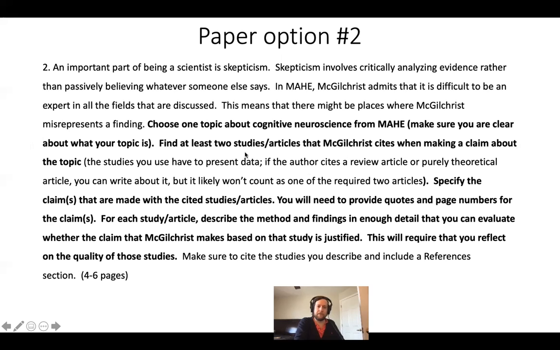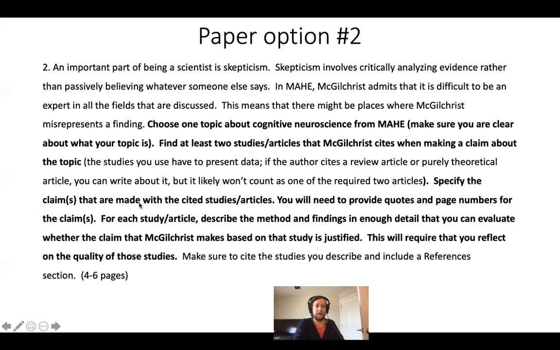So in general, whatever claim McGilchrist makes in the book about cognitive neuroscience, you want to be able to find two empirical articles about that claim. And it can be two different claims as long as the claims are related, and especially they have to be about the same topic. So once again, he'll make some claim like, the left hemisphere is important for this type of attention. The right hemisphere is important for this other type of attention. And then he'll cite articles. You need to be clear what articles you're going to be talking about.